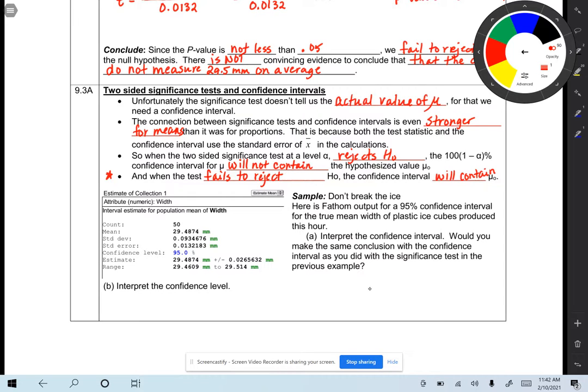So here's the confidence level, 95%. And how is it related? Well, if you looked at the problem above, 1 minus that gives you the significance level, which was alpha 0.05. And here is the confidence interval, from 29.469 to 29.514 millimeters. So we first need to interpret that confidence interval. So going back to the last unit, let's interpret that.